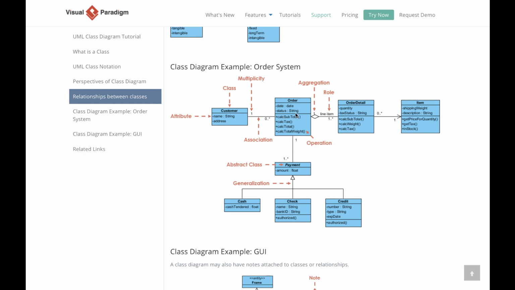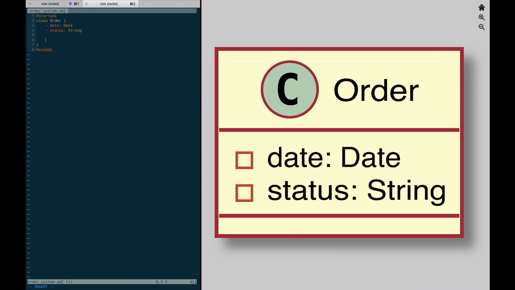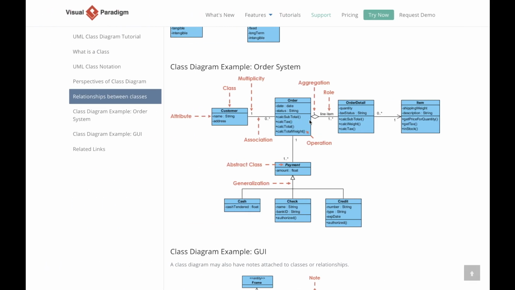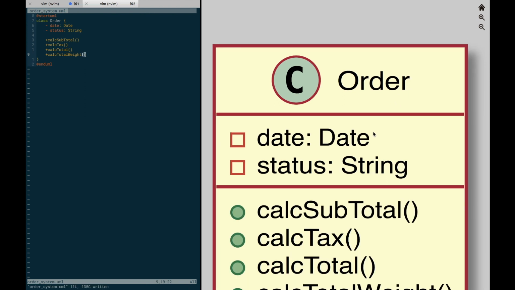Then the order has four operations. Okay, let's do that. Calc subtotal, calc tax, calc total, calc total weight. Yep, that's it. It looks correct. So okay, let's save this and our previewer should update accordingly. Okay, that's it.